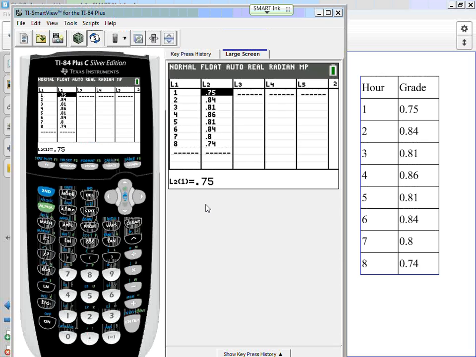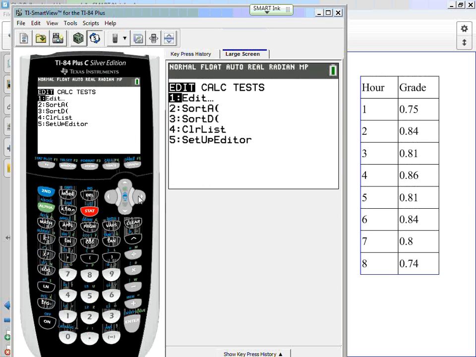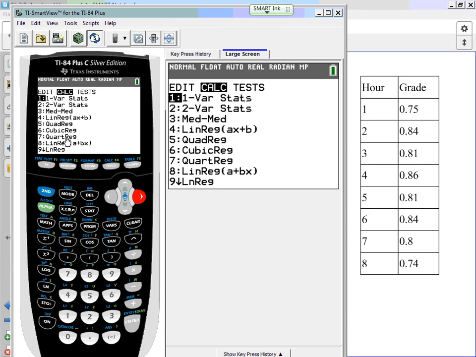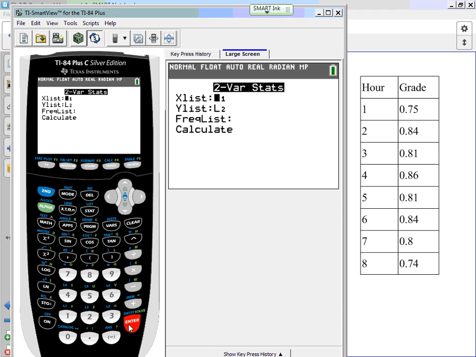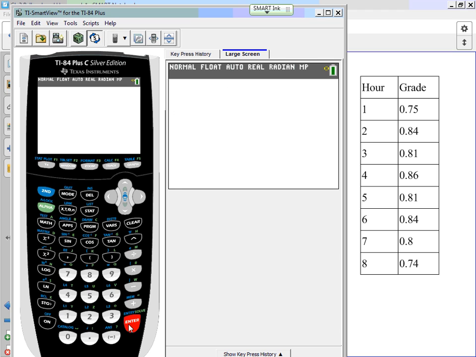I'm going to go to stat, calculate. And remember, instead of one variable, we're doing two variables. Remember, hours and their grades. Do they correlate with each other? I'm going to press enter. Yes, x is going to be L1, y is going to be L2. And calculate that out. I will get a bunch of fun material.